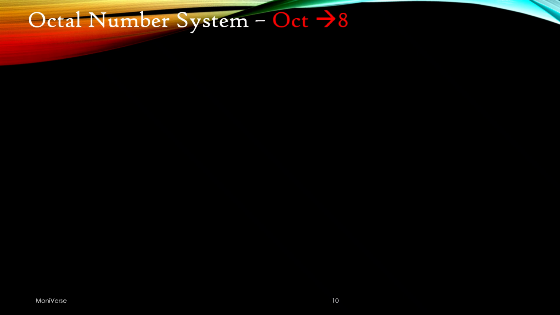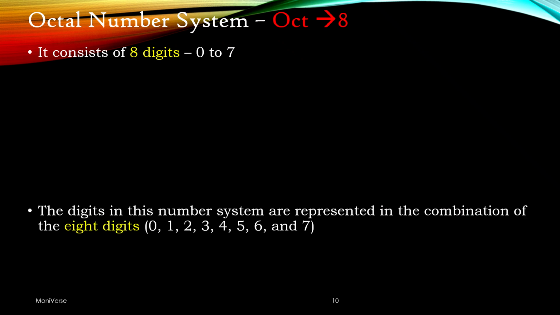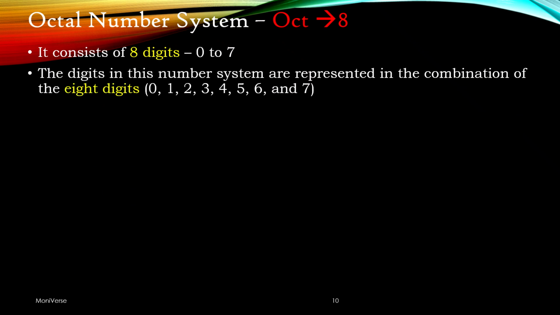Now coming to the octal number system, oct means 8, right? So here 8 numbers will be used. That is 0 to 7. Totally 8 numbers are used here. And let us see the example.